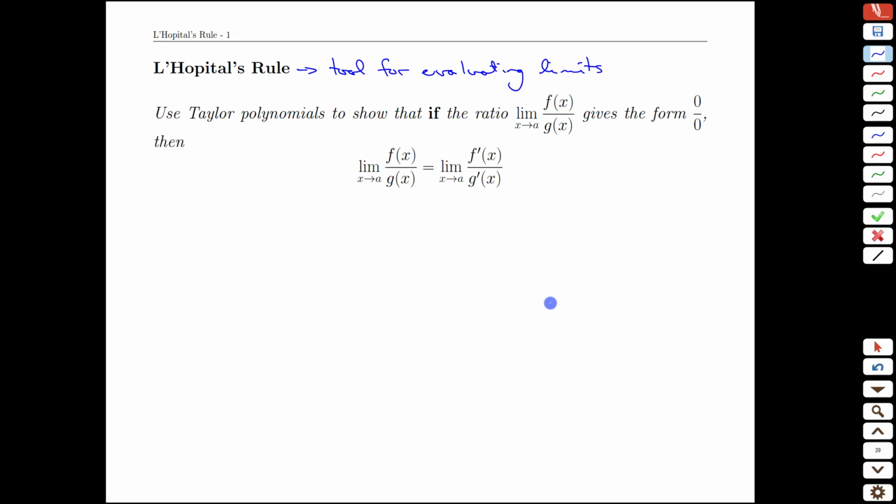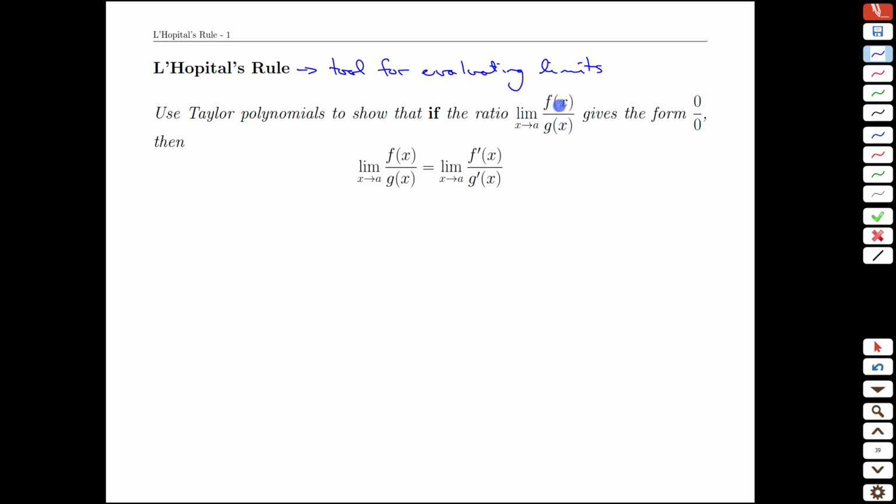We've seen how to handle polynomials over polynomials in a different way, but this is a technique that can be applied when that other technique is not applicable or fails. L'Hopital's rule is perfect for evaluating limits which are in ratio form and have that indeterminate form of 0 over 0, or as we'll see, infinity over infinity.